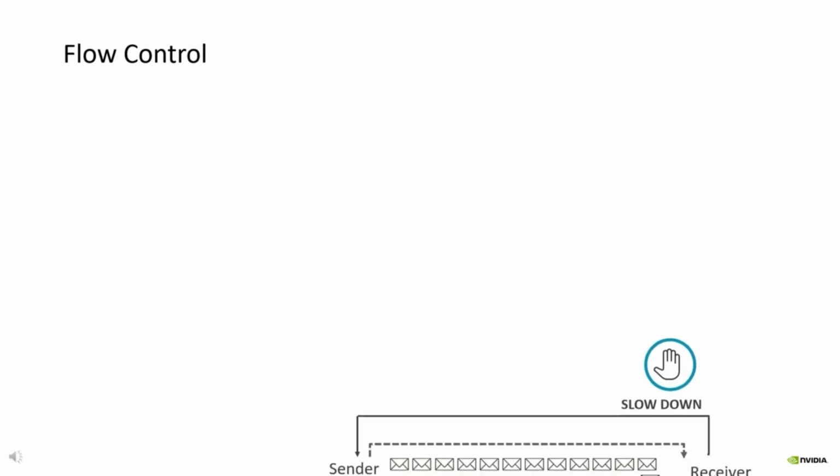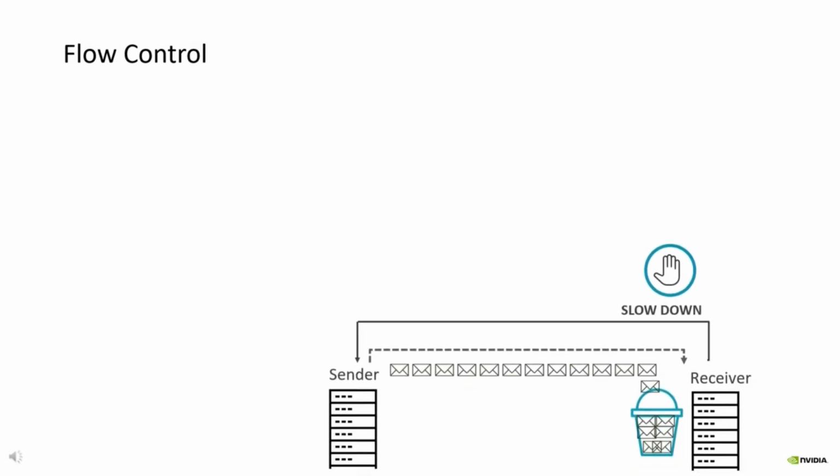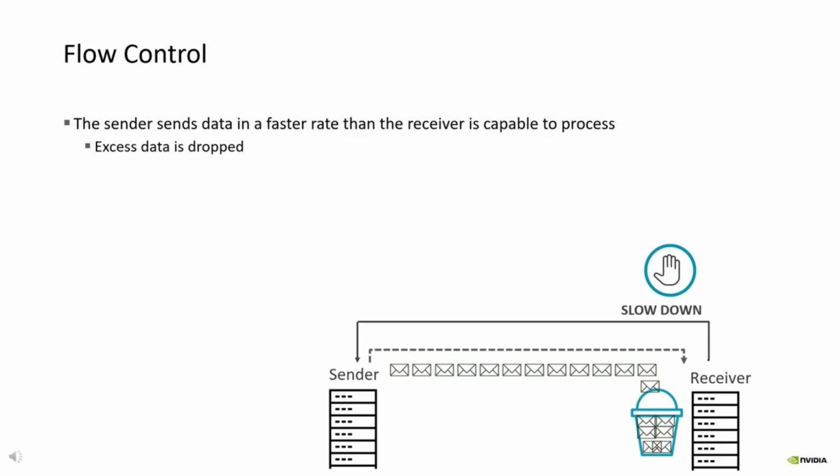Another mechanism provided by TCP is flow control. First, let's understand what is the meaning of flow control and why do we need it. Let's assume a scenario where the sender sends data in a faster rate than the receiver is capable to process. In this case, the excess data is dropped and TCP will require retransmits.